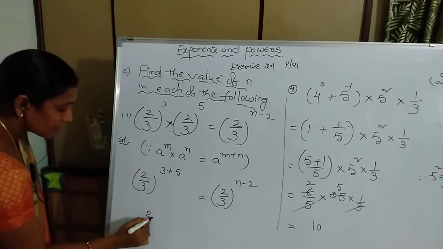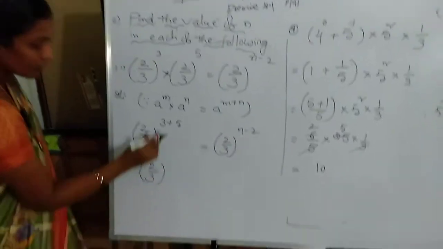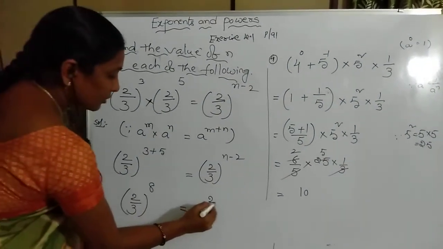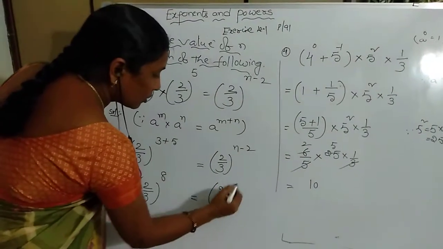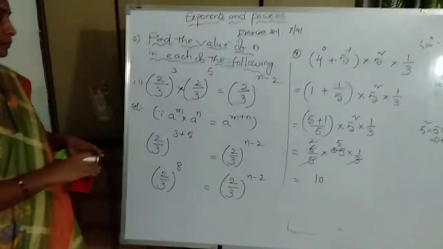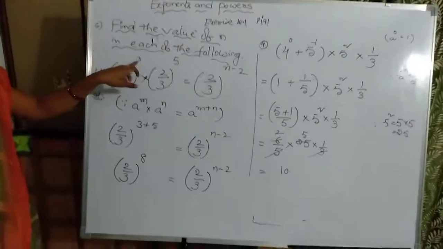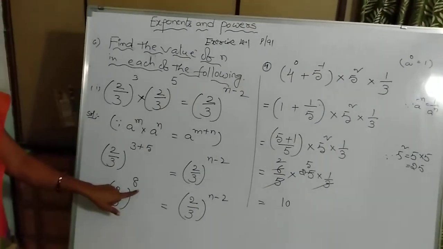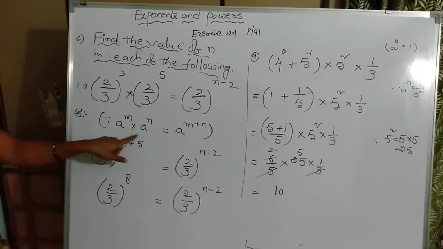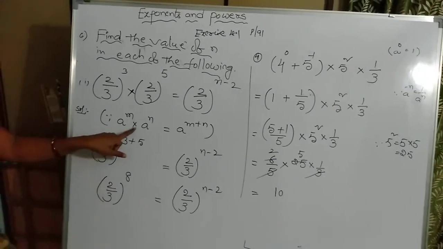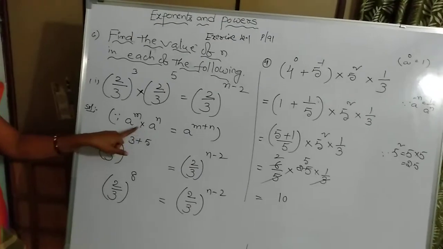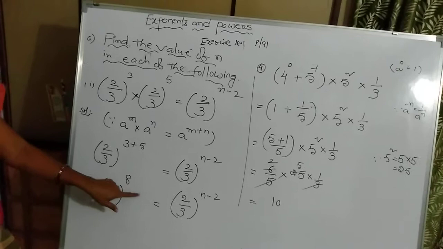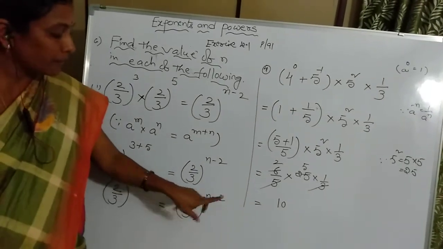So simplify this. (2/3)^3 times (2/3)^5: 3 plus 5 equals 8, so it equals (2/3)^8, and this equals (2/3)^(n-2). So (2/3)^3 into (2/3)^5 can be simplified as (2/3)^8. By using this law of exponent, when the bases are equal and multiplied, we should add the exponents. So we get the answer (2/3)^8 equals (2/3)^(n-2).